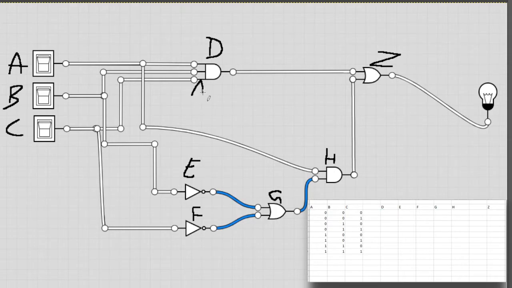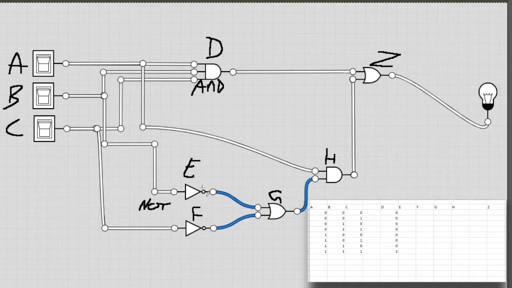Next we're going to be looking at gate D. Gate D is an AND gate. This means all 3 of its inputs need to be turned on for it to output. D is connected up to A, to B, and to C. So when all 3 of A, B, and C are turned on, D will also be turned on. From our truth table, we know there is only one possible situation where A, B, and C are turned on, which is our bottom row here. So we know our bottom row, D will be turned on, and for the other 7 rows, D will be turned off.